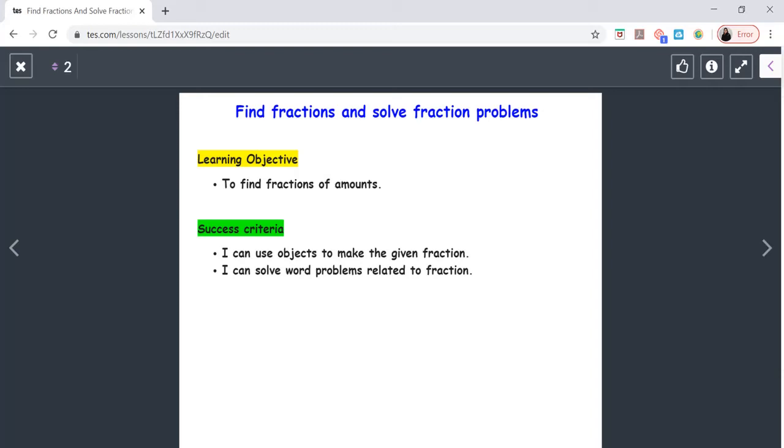Hello children, our objective for today's lesson is to find fractions of amounts. So let's go ahead. I hope you all are ready with your 12 counters. Now your counters can be anything.